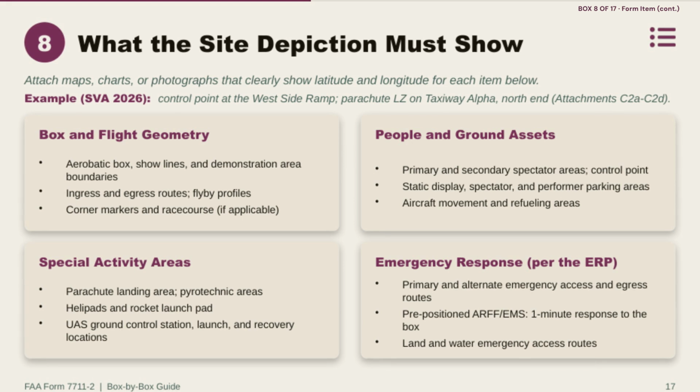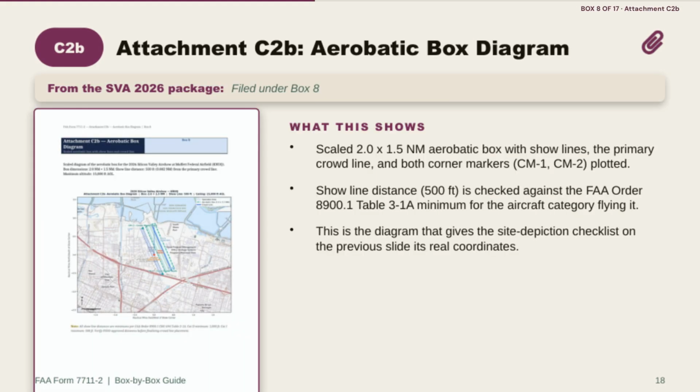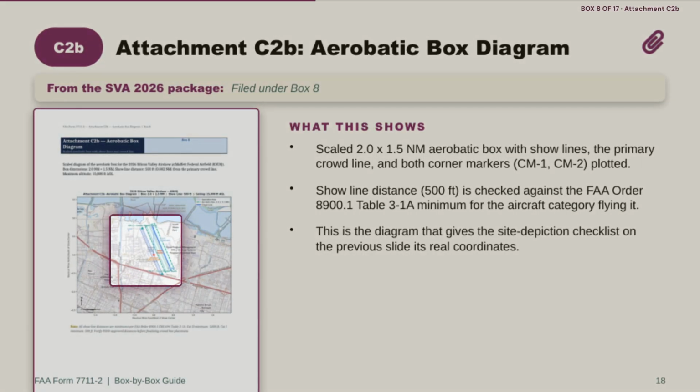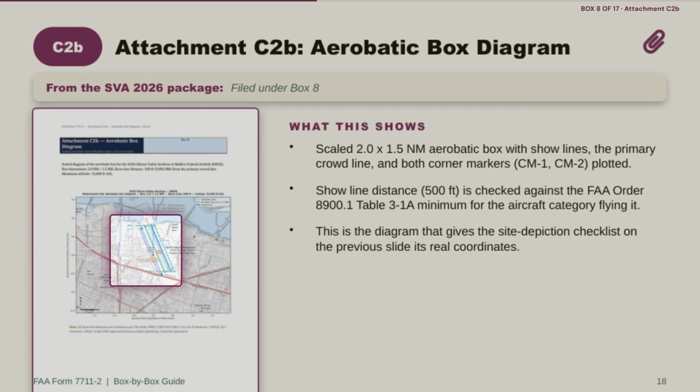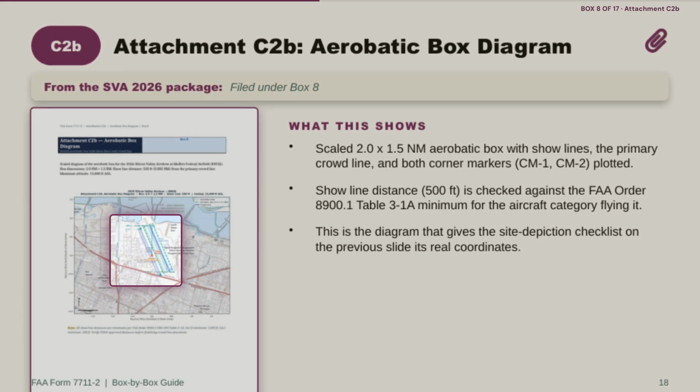In the SVA 2026 package, this checklist maps to a control point at the west side ramp and a parachute landing zone on taxiway Alpha's north end, documented across attachments C2A through C2D. Attachment C2B is the aerobatic box diagram itself, filed under Box 8, and it's a scale drawing of the 2.0 by 1.5 nautical mile box we've referenced throughout this section, with show lines, the primary crowd line, and both corner markers, CM1 and CM2, plotted precisely.